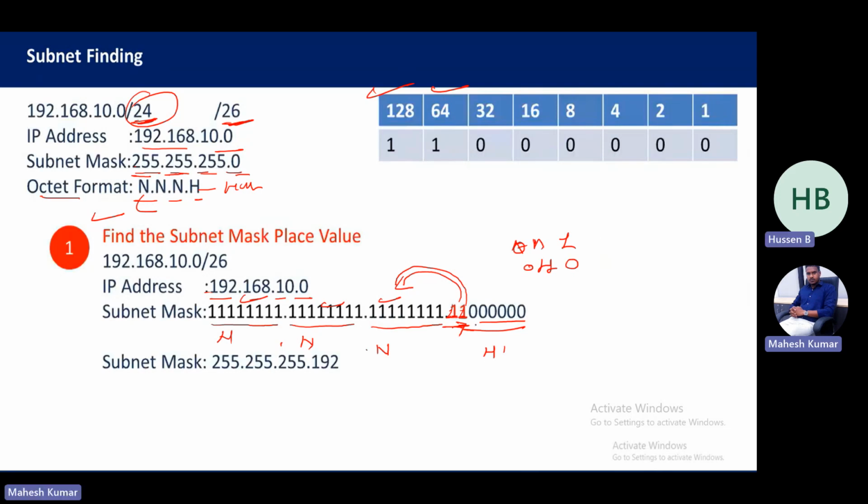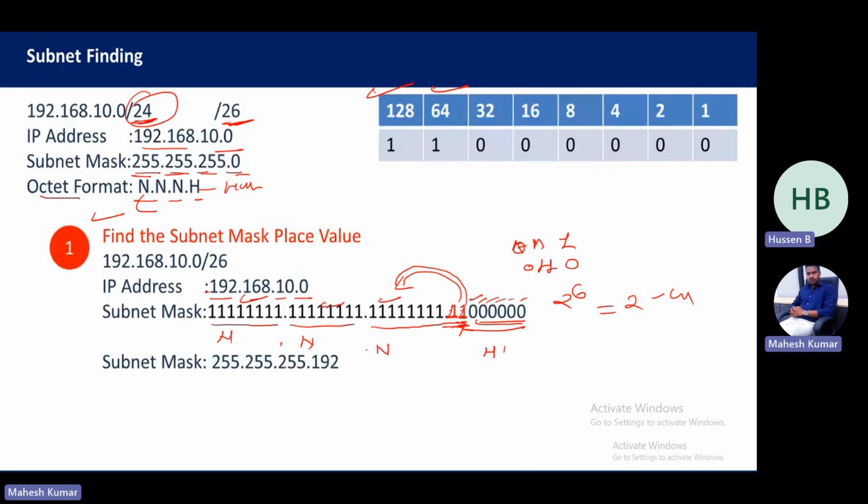So the total is 26, and how many bits do we have for subnetting? Only 6 bits. One, two, three, four. So now if you do 2 to the power 6, according to the output, you will connect the users.